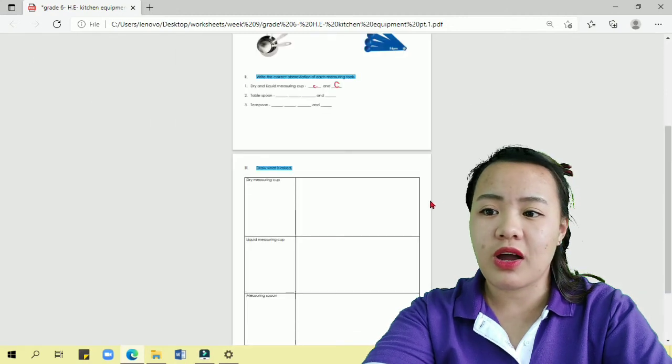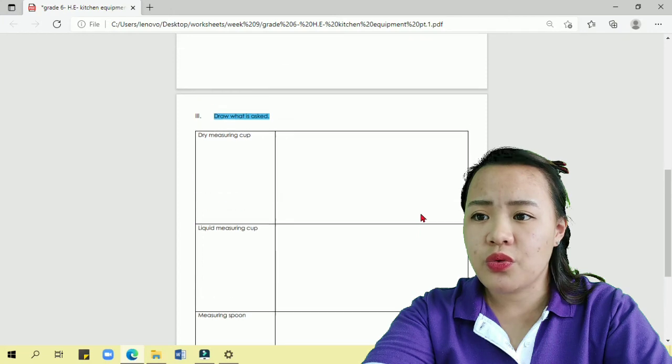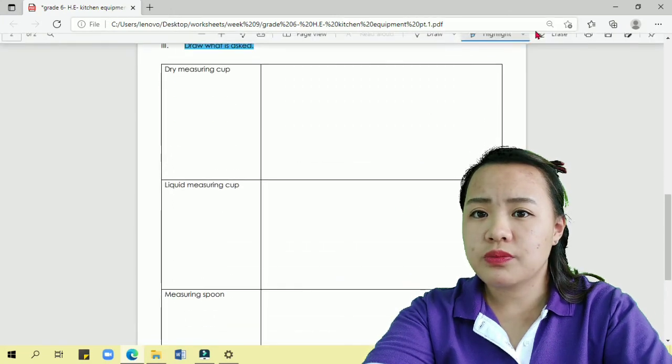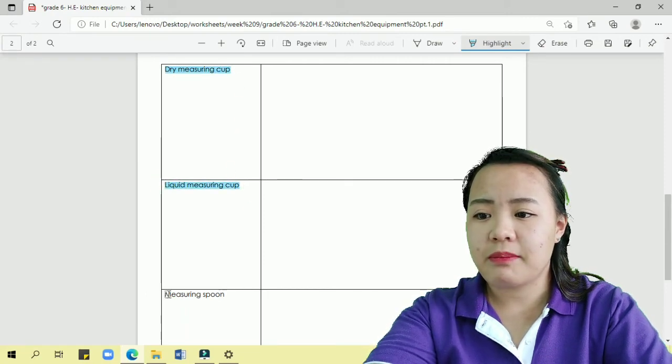Okay, so what are the equipments you need to draw? You need to draw a dry measuring cup, liquid measuring cup, and measuring spoon.